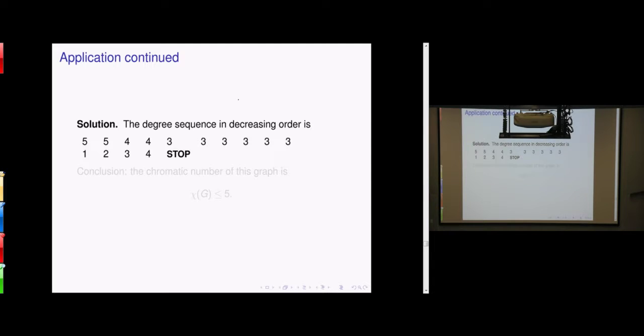Then we are going to write 1, 2, 3, 4 from this side. The next one, I'm going to write 5, but 5 is strictly bigger than the number on top, so I stop. The number I write is the upper bound. So the conclusion is that the chromatic number of this graph is less than or equal to the number I write down, 5. So 5 is enough.